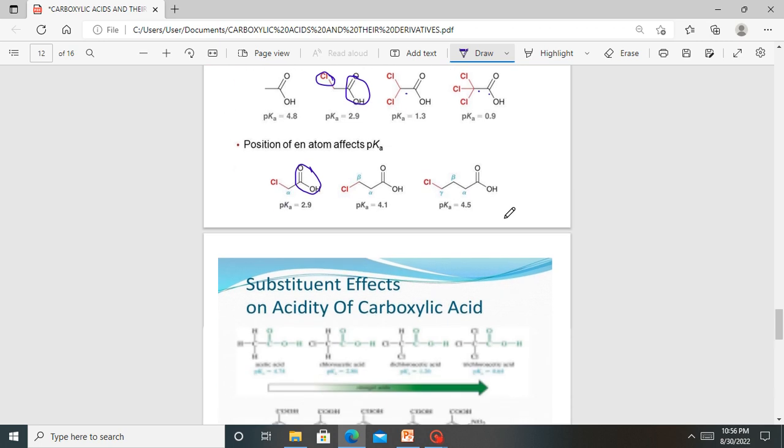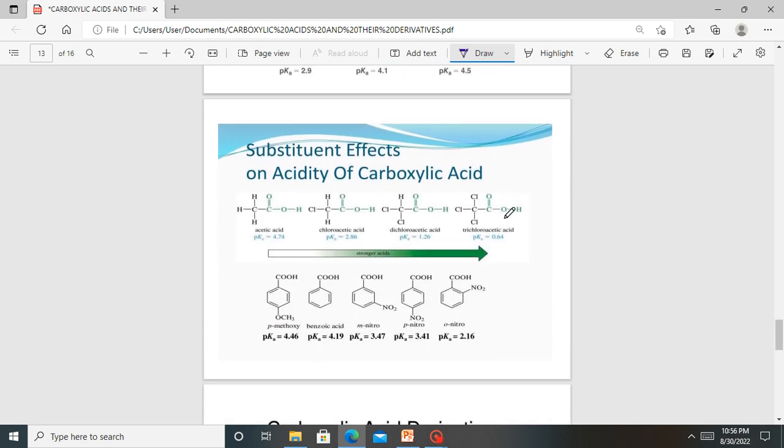Let's look at some more examples here. We have acetic acid, chloroacetic acid, dichloroacetic acid, and trichloroacetic acid. As we move along, acidity increases because of the negative inductive effect of the chlorine, which pulls electrons from each of these carboxylate systems.